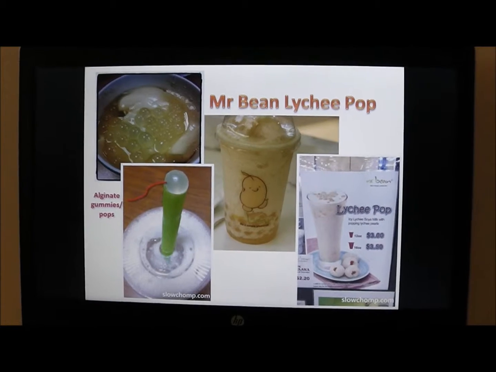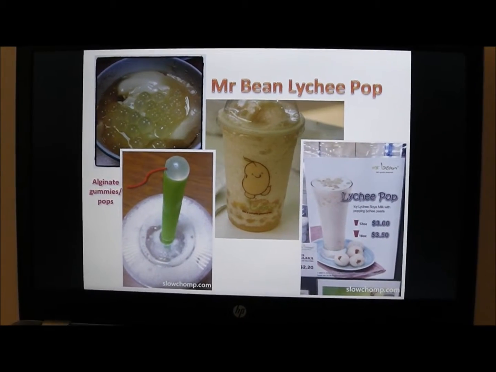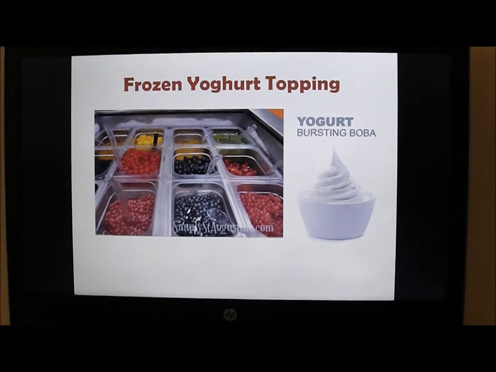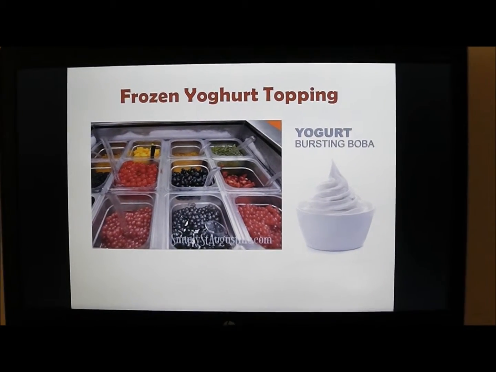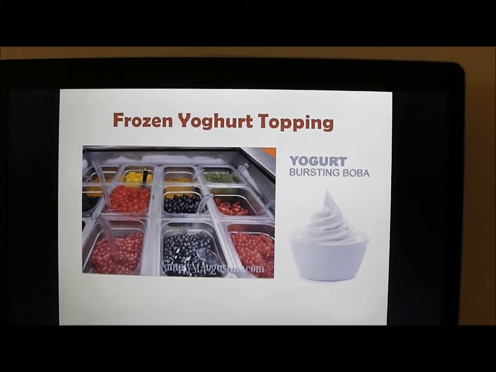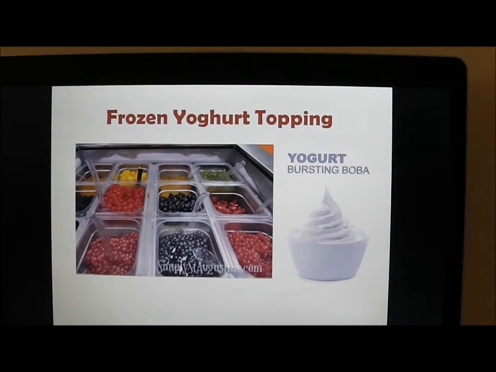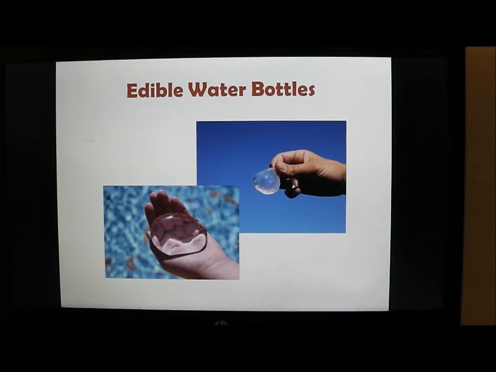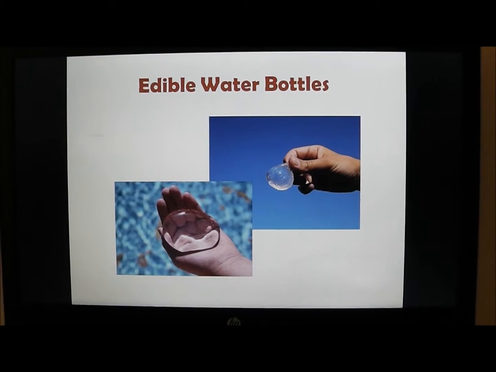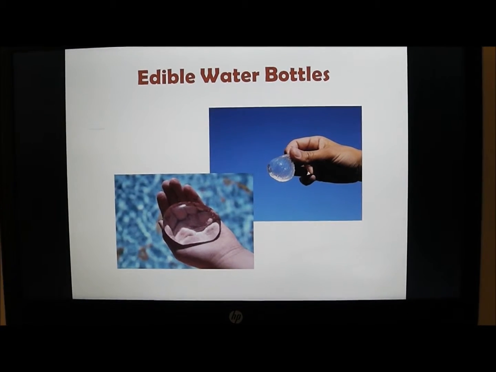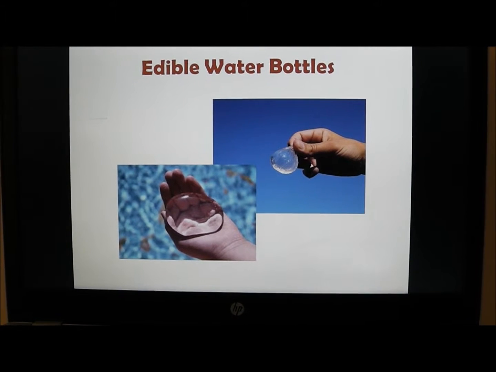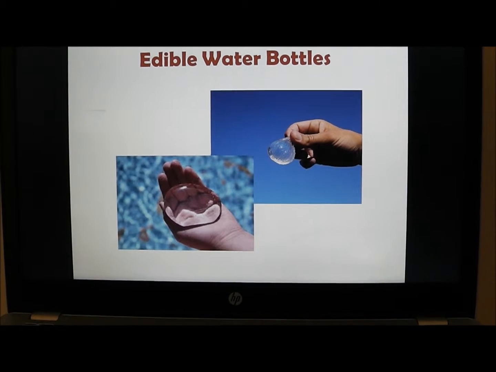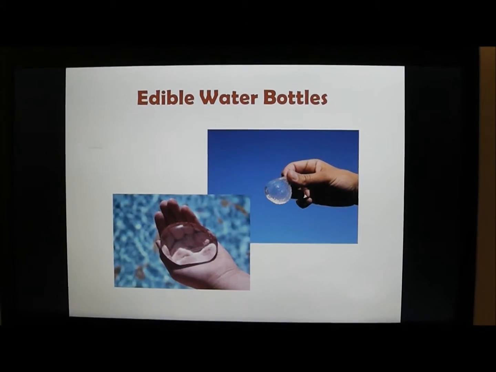Okay, so have you tried Mr. Bean lychee pop? Or frozen yogurt topping? All these bubble-like things are your alginate gummies. And now recently there's a craze with edible water bottles, encapsulating water in a bubble instead of your conventional water bottle.